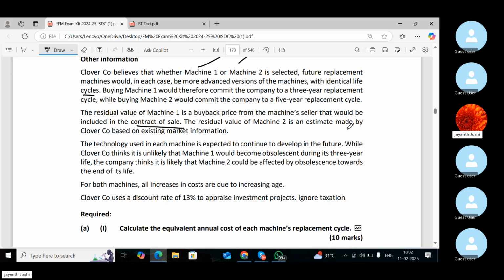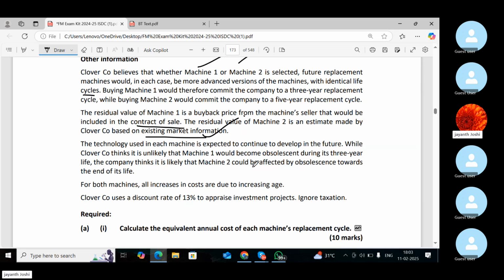Scrap value of machine 2 is an estimate made by Clover company based on existing market information. The technology used in each machine is expected to continue to develop in the future, while Clover company thinks it is unlikely that machine 1 would become obsolete during its 3-year life. The company thinks it is likely that machine 2 would be affected by obsolescence towards the end of its life. For both machines, all increases in cost are due to increasing age, like an inflation adjustment. The discount factor is 13%, and you should ignore taxation.